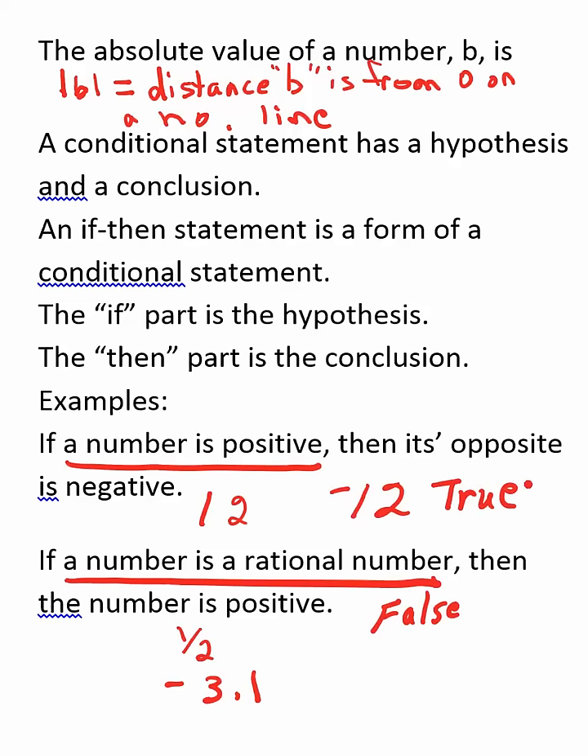The counterexample, we give a counterexample when a statement is false. We're giving a time when we can select a number that makes the hypothesis true but the conclusion false. And so our counterexample would be when the number is equal to negative 3.1. And we could write out in words, negative 3.1 is a rational number, but it is not positive.